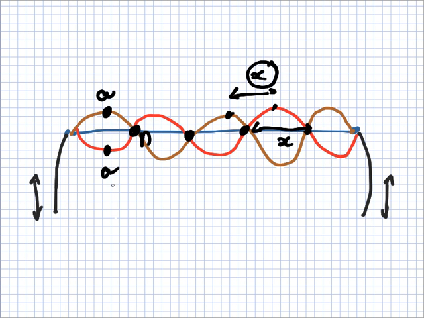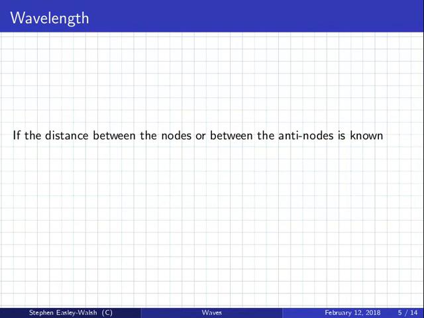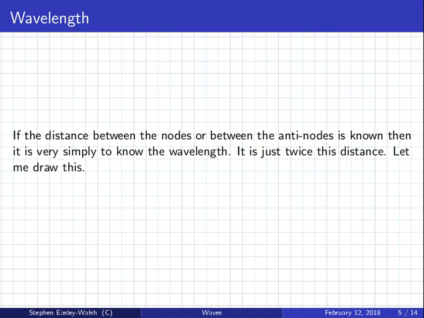It would be 2x. Sometimes students get confused here. But this, from here to here, that's one wave. X is the distance from an antinode to another antinode, which would be this one here. If that's x, then the wavelength is 2x. So, if you know the distance between nodes or antinodes, it's very simple to know the wavelength. It's just twice this distance. And I drew that already. So it's worth noting that the wavelength is twice the distance between nodes or antinodes.